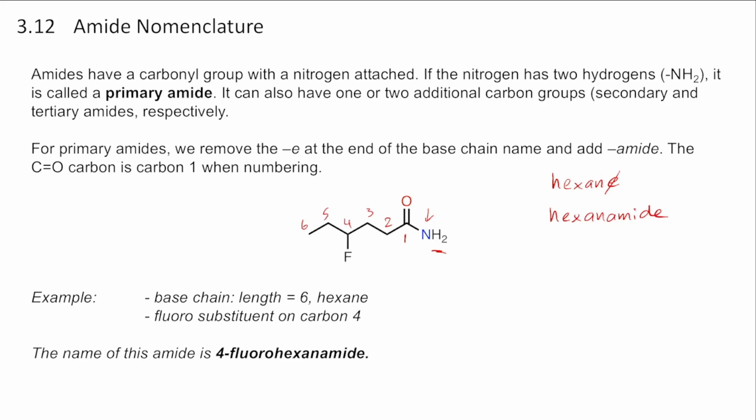We start numbering there, and you can see we have a substituent, which is a fluorine, which we call a fluoro, attached to carbon 4. So this becomes 4-fluorohexanamide. That's how you would pronounce that.